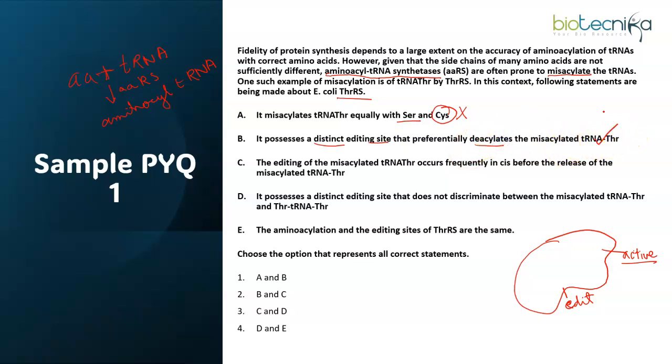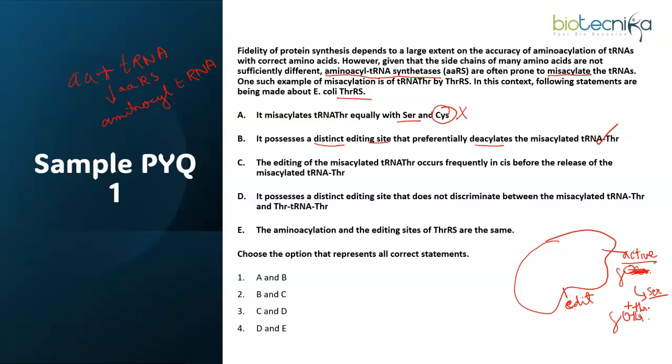This is true. Statement 3: editing of misacylated tRNA threonine occurs frequently in cis before the release of misacylated tRNA threonine. Yes, that is again true. Here, if the tRNA for threonine got attached with serine, this editing site will immediately remove it. It will release the serine, and it will make sure that threonine is added.